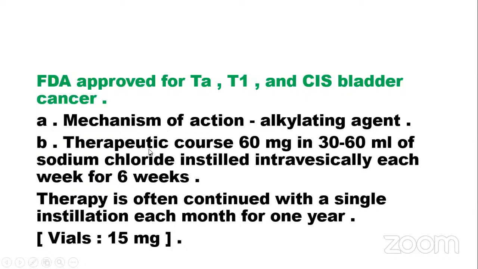The therapeutic course is 60 milligram in 30 to 60 ml of sodium chloride instilled intravesically each week for 6 weeks. Therapy is often continued with a single instillation each month for 1 year. This is the maintenance therapy. The induction is 6 doses, each week for 6 weeks, and then we come to the maintenance, which is each month for 1 year.